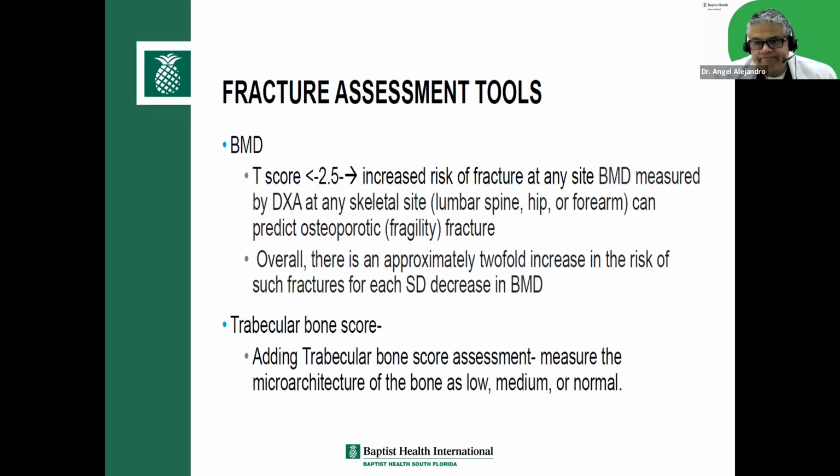What if they have hip implants? Well, you can get a lumbar spine and a forearm. So these are the three major sites that we can use to predict fractures. There is a new modality looking at trabecular bone score. I don't use it much yet because it's hard to order, but it's another way to assess whether you have a low risk, medium risk, or normal risk for fractures.